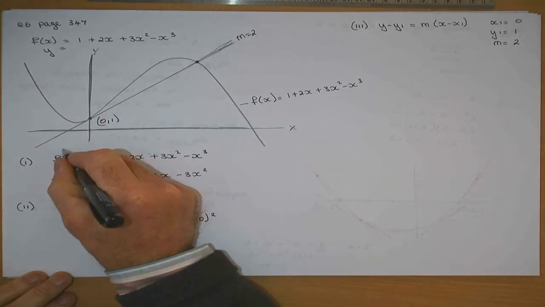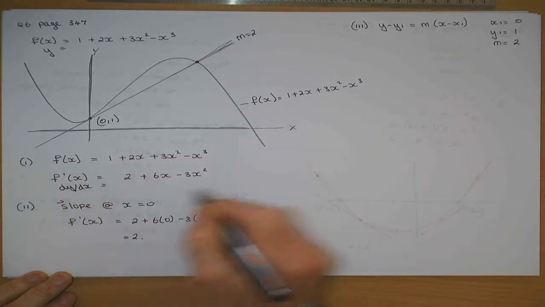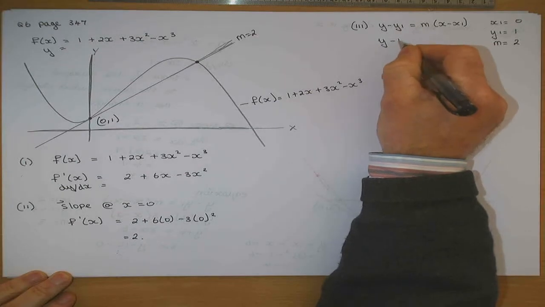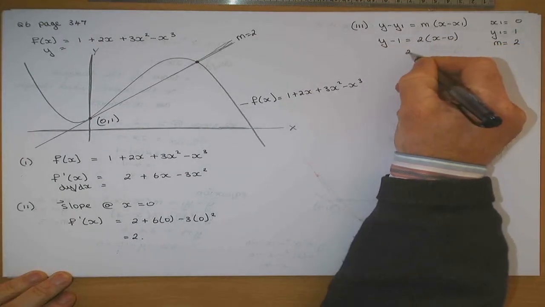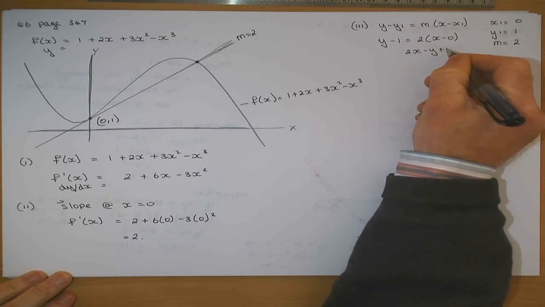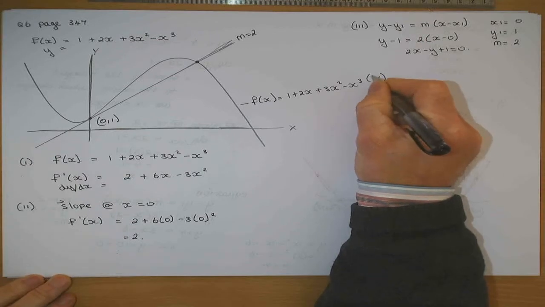And f dash x is the same thing as dy dx, just notation. y minus 1 is equal to 2 outside of x minus 0. 2x minus y plus 1 is equal to 0 is the equation of that tangent.